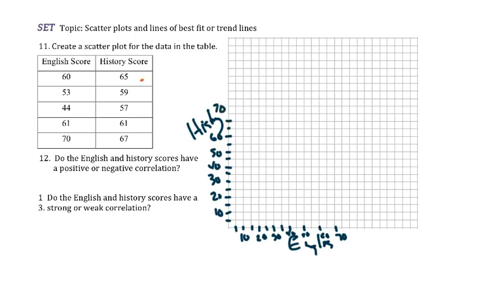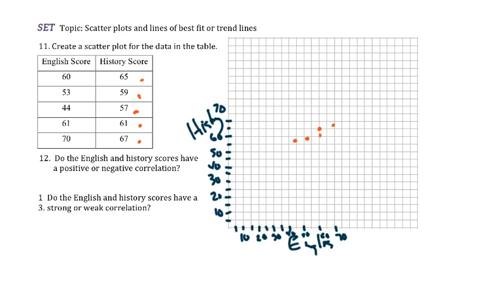All right, so we plot the points, 60 and 65. So 60 for English up to 65, should be right there. 53 and 59. So 53 would be right about here, 59, like right there-ish. That was the second. Okay, then 44, 57, about right there. 61, 61, about right there. And 70, 67.